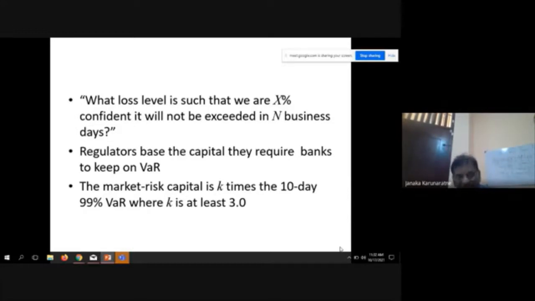So it measures what loss level is such that we are X% confident it will not be exceeded in n business days. So when you use VaR modeling, it tells us our loss will not be more than this. I will not incur a loss of more than 50,000 over the next 10-day period. Now I am just giving an example. Here the n business days could be anything: 1 day, 2 days, 30 days, 60 days, and so on. So it will not exceed this much, let's say 50,000 over the next 10 days. How much confidence? I am 95% confident, I am 99% confident, I am 90% confident.